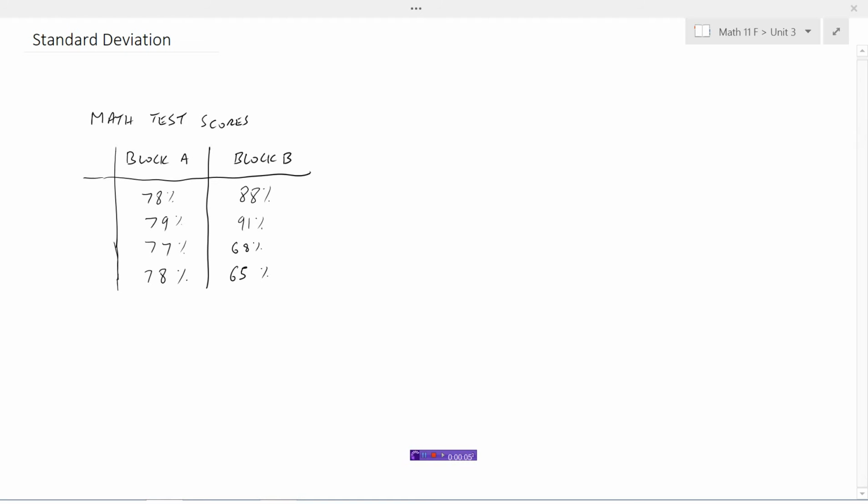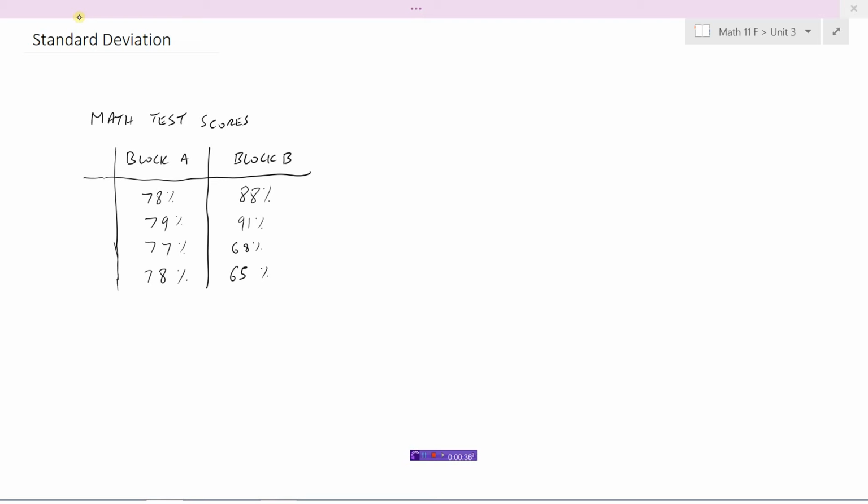In this video, we're going to take a look at a new way of looking at some data, and that's called standard deviation. Well, let's consider a couple of classes here. So here are some results from some students who wrote a test in Block A. Let's just say there's only 4 students in the class to keep the data simple. And 4 students also wrote the same test in Block B, and here's their results.